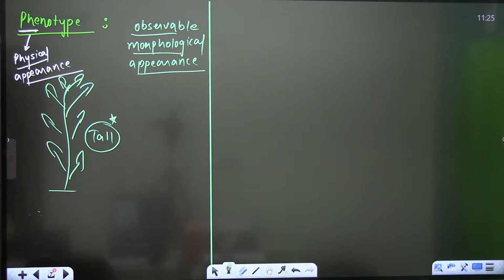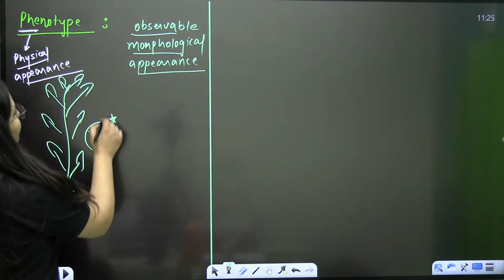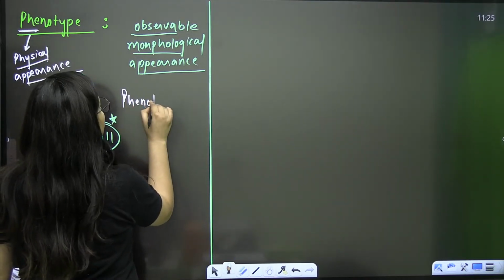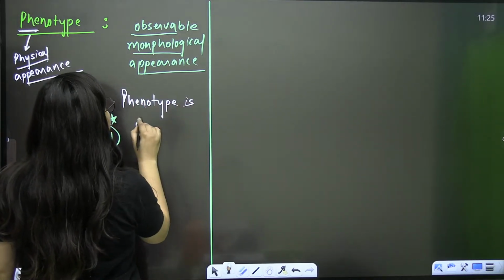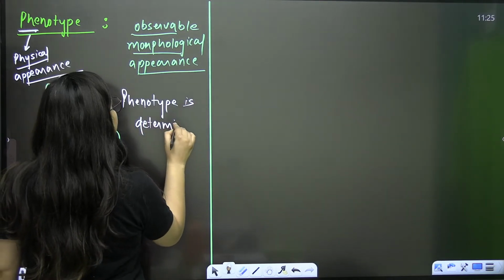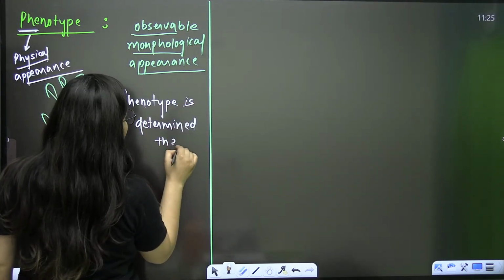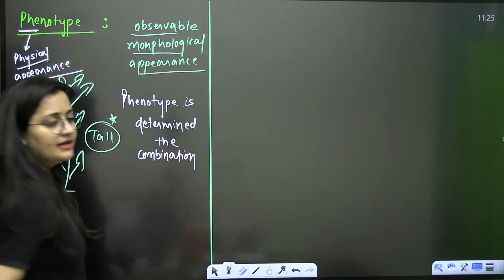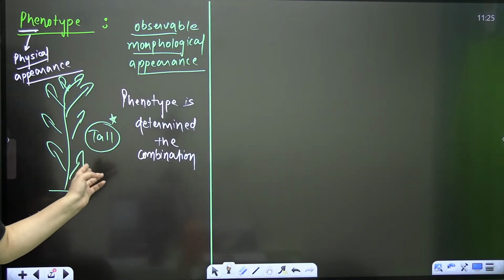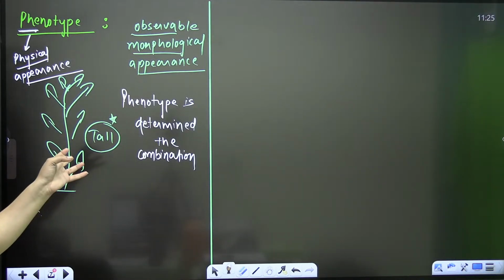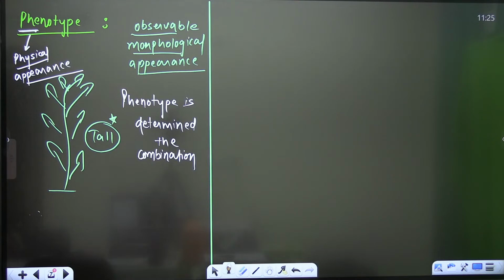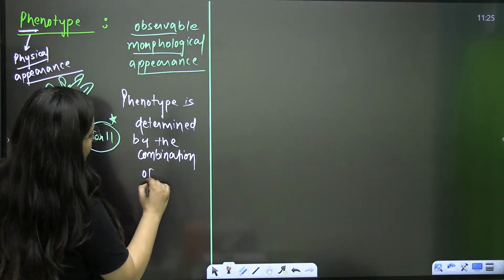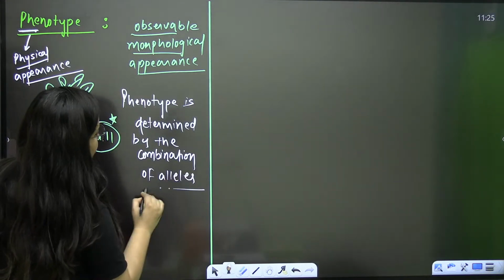Done, bache? So how can we determine the phenotype? Phenotype is determined by the combination of alleles, or the combination of traits, isn't it? That's how we can express it. It is determined by different combinations, by the combination of alleles, isn't it?